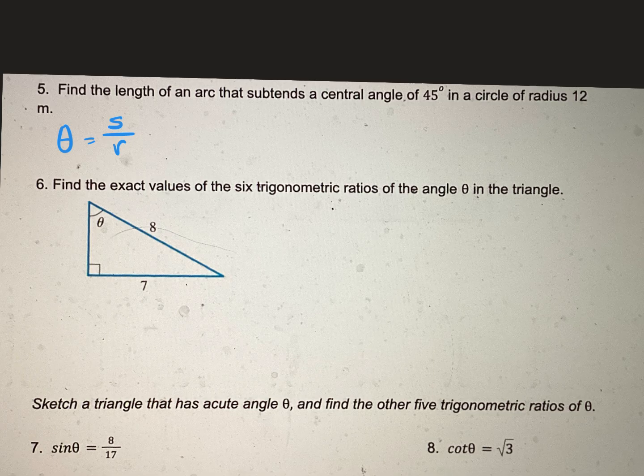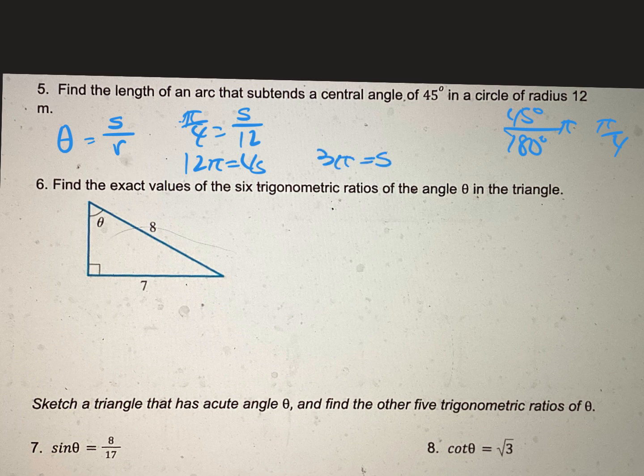So what I'm going to have to do first is take that 45 degrees and change it to radians like we did a minute ago in number 1. I'm going to find out that it's the same thing as pi over 4. So my angle pi over 4 equals the arc, which I don't know, over the radius, which is 12. Cross multiply, which will give me 12 pi is 4s. Divide by 4, I get s equals 3 pi.